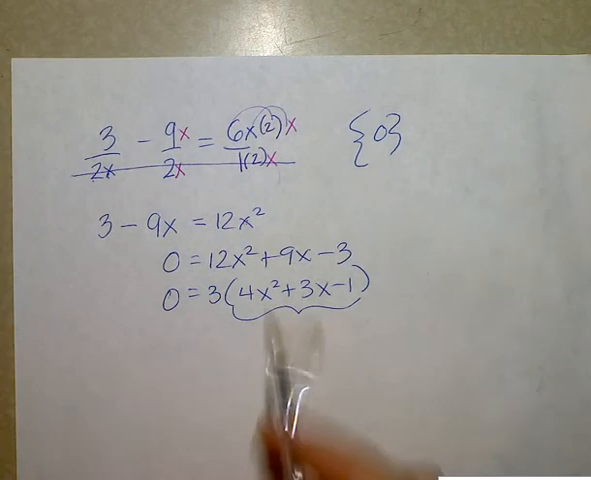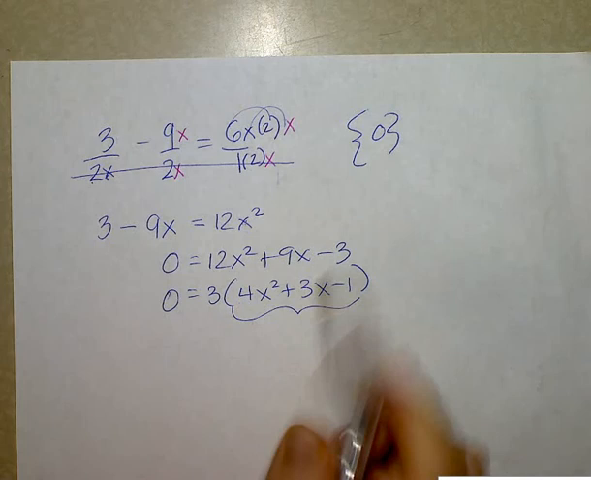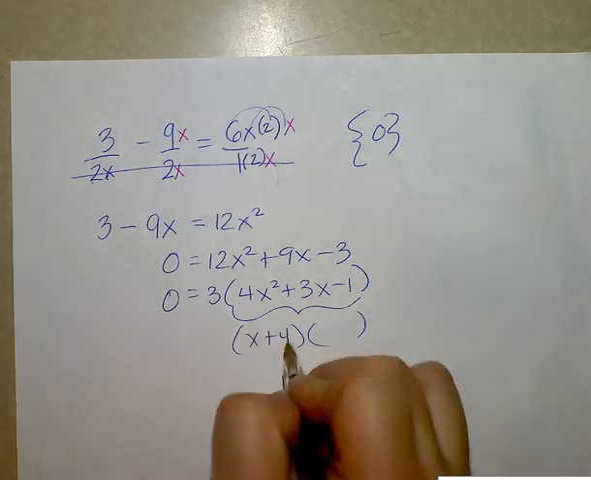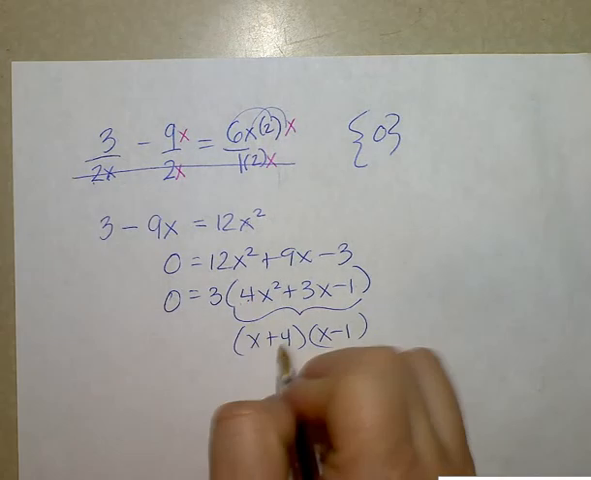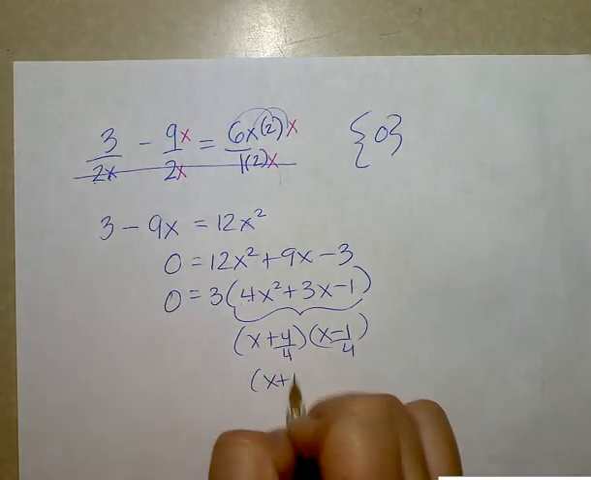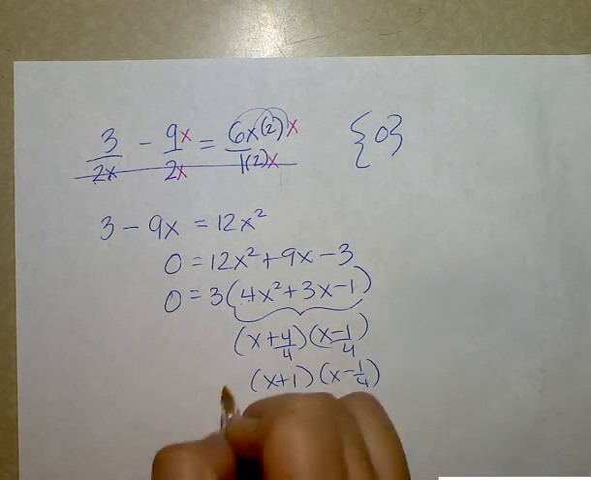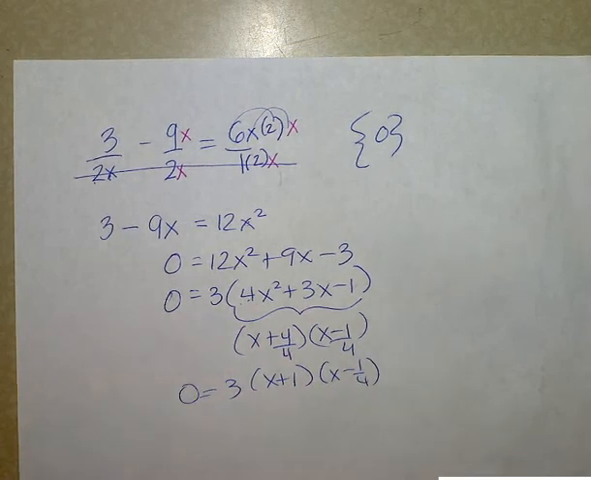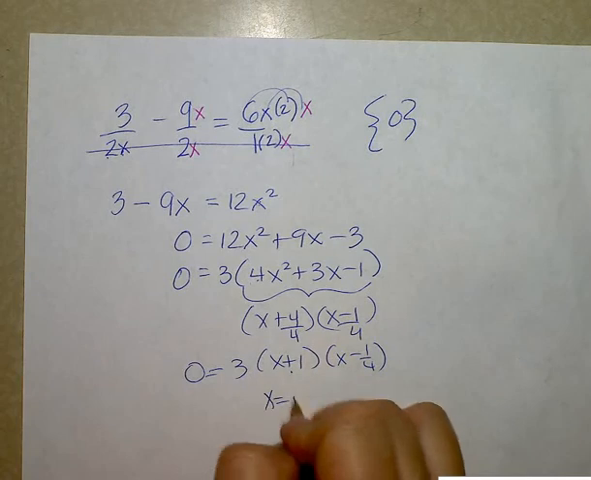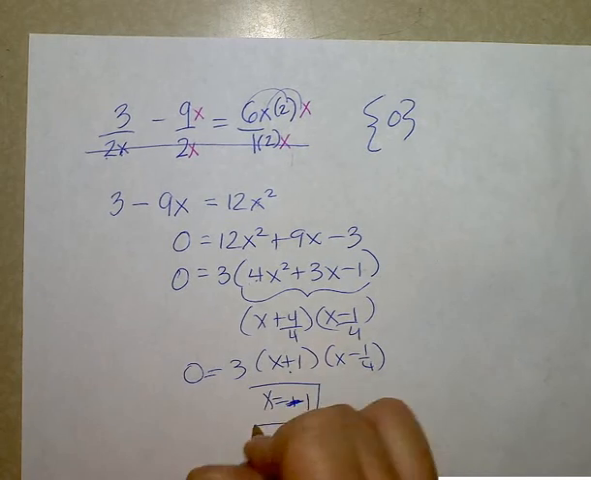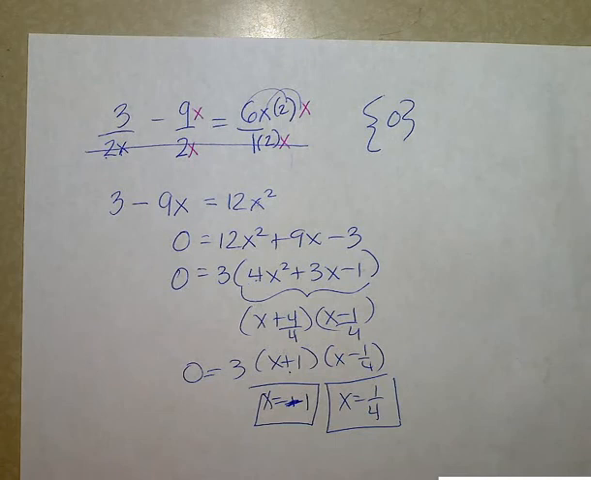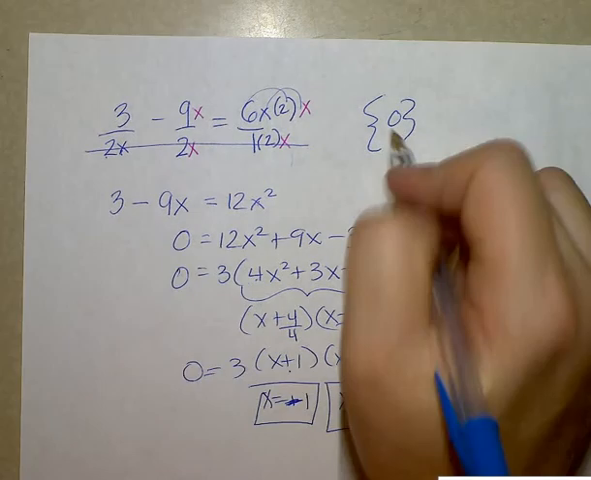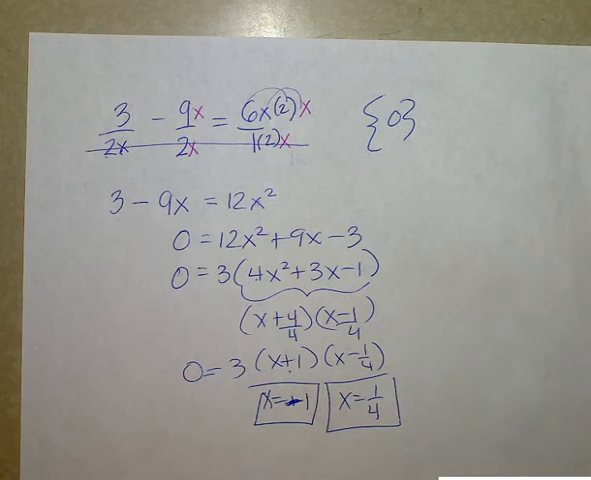So what multiplies to equal negative 4 and combines to give you a positive 3? X plus 3 and x minus 1. But the common mistake students will make is forgetting to divide by the leading coefficient, which is 4. What makes this equal to 0? Negative 1. What makes this equal to 0? Positive 1/4. Neither of those answers are included in the excluded solutions. So we have 2 solutions for this problem.